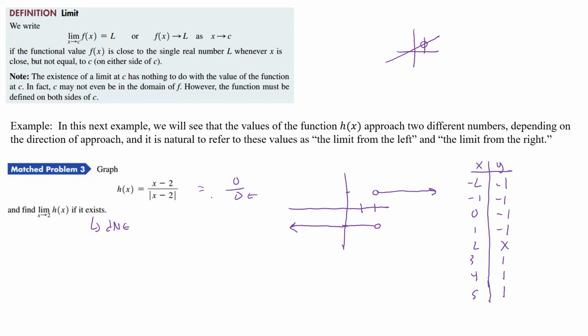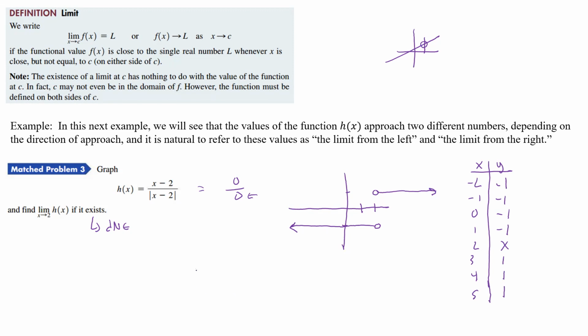Now, we said it doesn't exist because coming in from the right side, the limit would be 1, but coming in from the left side, the limit is equal to -1. Since those are not equal, the limit doesn't exist. And so that's kind of a key thing. It doesn't exist because they're not equal coming in from both directions.